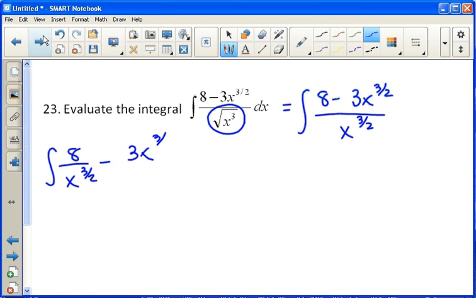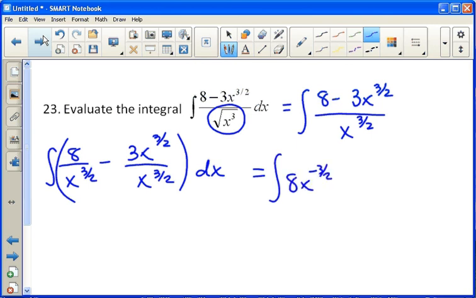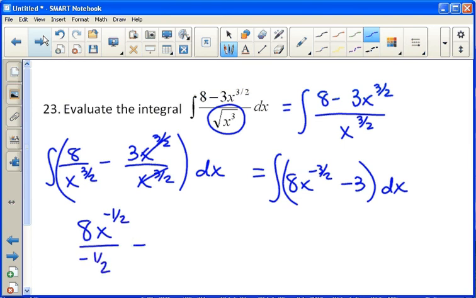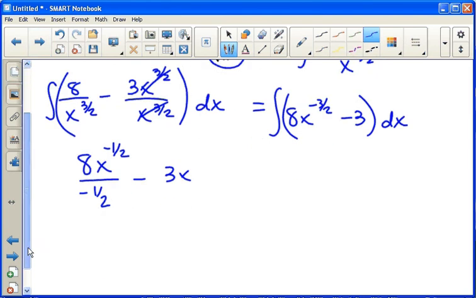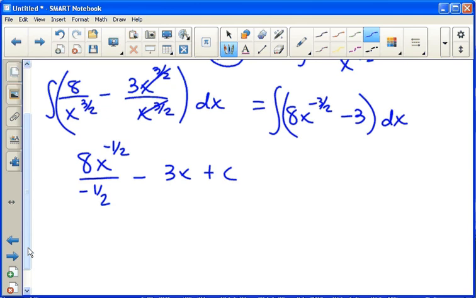So when we simplify this, the first term I'm really just bringing it up, making it a negative 3/2 exponent. And the second one, they cancel out, just leaving the 3. So now I add 1 to the exponent, divide by that number, and I'm going to end up with negative 16 x to the negative 1/2 minus 3x plus c. Okay, just a couple more and we'll be done.